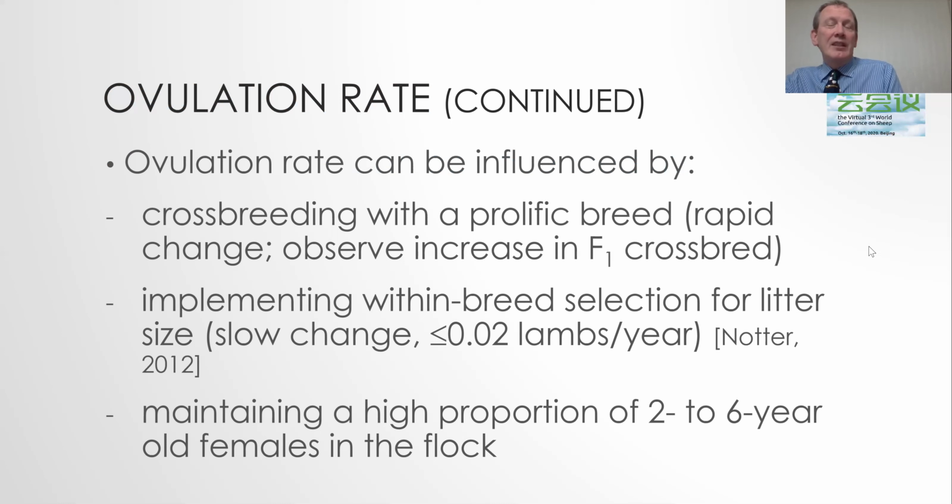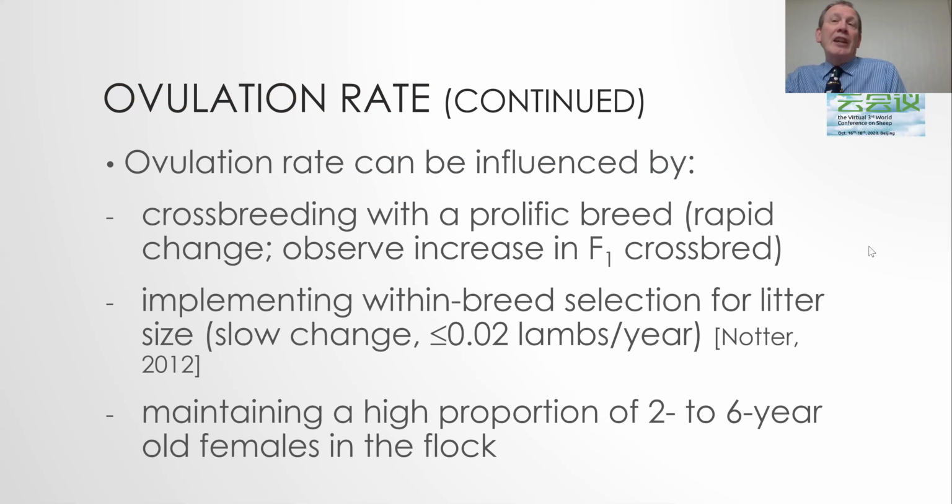Dr. Dave Notter, in his review of the literature, indicated that purebred breeders do have the opportunity to implement some within breed selection for litter size. This is a much slower way to make change. You should expect no more than 0.02 lambs per year as an increase. But if you think about this in terms of a 40-year sheep production time period, theoretically, a person could be able to increase by 0.8 of a lamb.